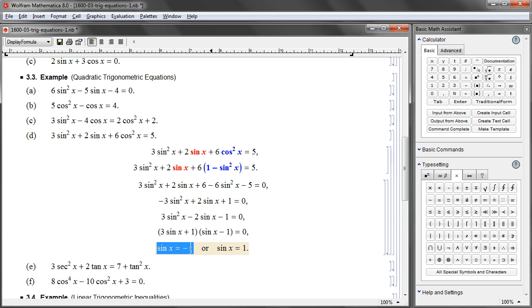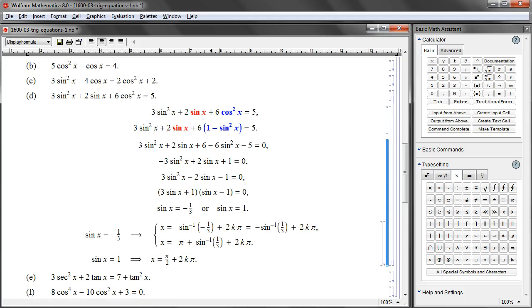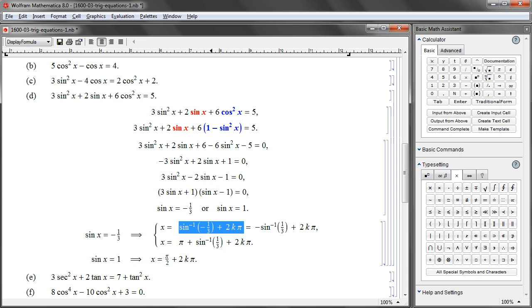That's a valid solution. Sine of x is equal to 1. That's also a valid solution. -1/3 is between -1 and +1. And 1 is, of course, 1, so it's okay. So we're going to get arc sine of -1/3 and arc sine of 1. After that, pi minus of those are also solutions. In short, we have something like this. Arc sine of -1/3 plus 2k pi.